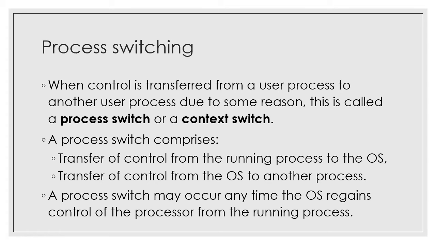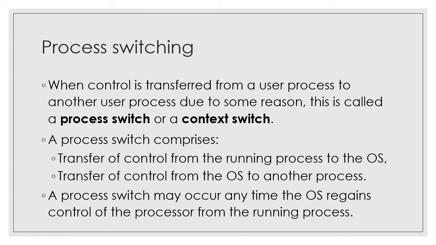When control is transferred from a user process to another user process due to some reason, this is called a process switch. Assume process A is currently running. Due to any reason, the execution of process A is paused and the processor is taken away from it, and then it is given to another process called B. This is a process switch from A to B.